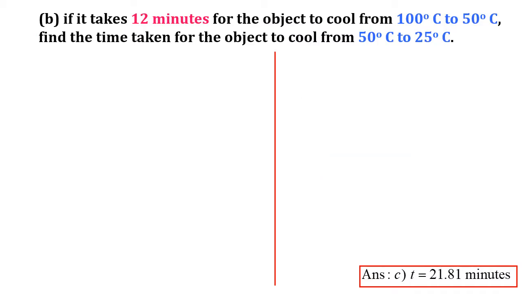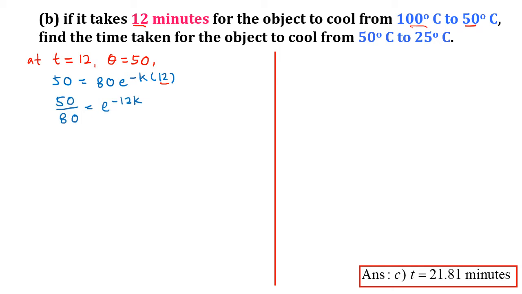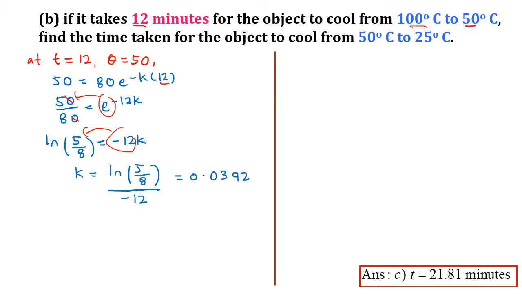Right. So that's for question B. If it takes 12 minutes for the object to cool from 100 to 50, find the time taken for the object to cool from 50 to 25 degrees Celsius. First of all, from the first information, from 100 to 50 in 12 minutes, we try to find the value of k. So when we substitute t and theta, 50 - 20 equals 80e^(-kt), so substitute t with 12. And then bring 80, so 30 over 80. And then we take the ln. Then lastly, bring negative 12, so we can find the value of k. So the value of k is 0.0392, which is to 3 significant figures.